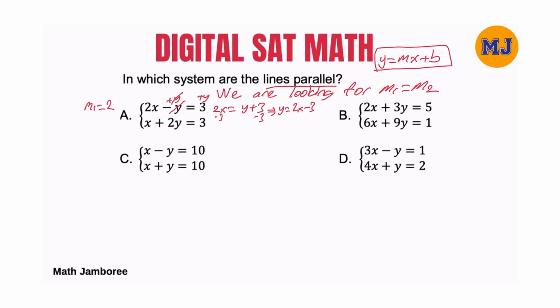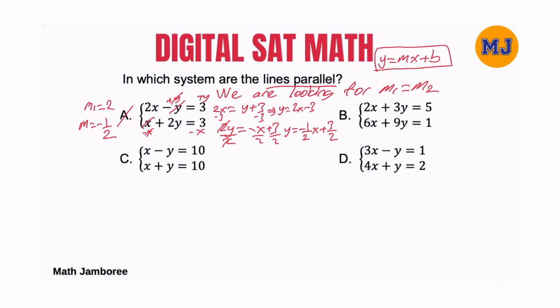And for the second one, I'm going to take away x this time. 2y is equal to negative x plus 3. Divide both sides by 2. So y will be equal to negative 1 over 2 x plus 3 over 2. So the number in front of the x is negative 1 over 2. As you can see, the slopes are not equal, so choice A is not the answer you're looking for.